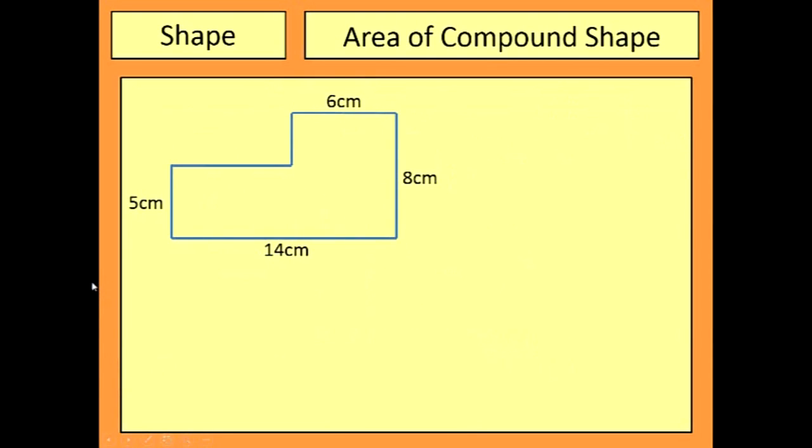Okay, here's another compound shape for you to try then. So if you press pause, have a go at it, remember split it into two bits, label them A and B, find their areas, and then add those up. Press play again and I will show you what the answer was.